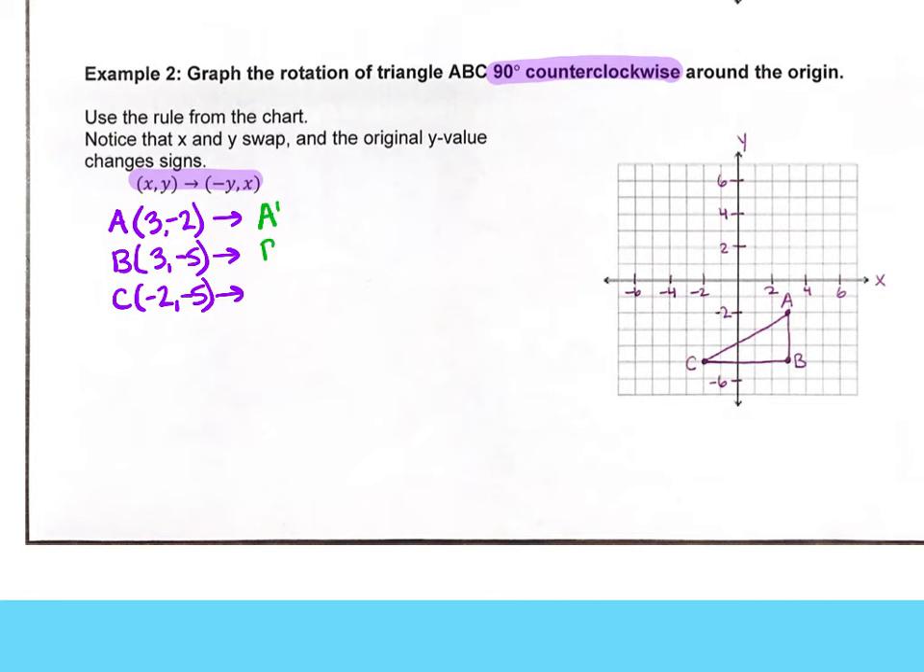So we'll get A prime, B prime, and C prime. And as some transformations are easier to do, I'll do the x-coordinate by itself first and then the y-coordinate by itself. So I'm going to start by writing what my new x-coordinate is, which is the opposite sign of the original y-coordinate. So my original y was negative 2. Now my x is positive 2. My original y was negative 5. Now my x is positive 5. My original y was negative 5. Now my new x is positive 5.